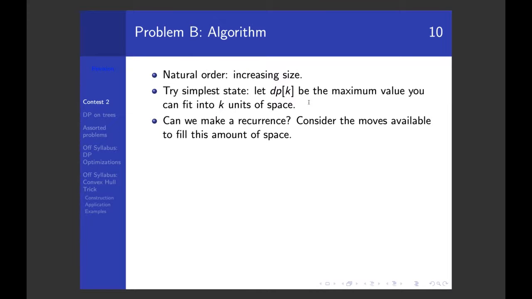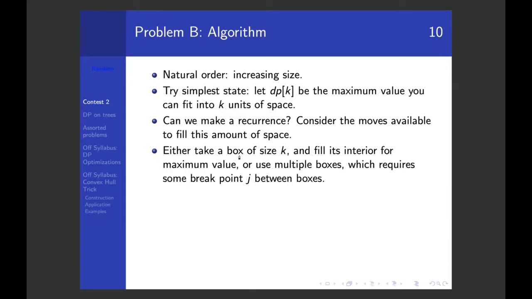Can we make a recurrence? Well, let's just consider the moves available. One move is to take a box of size k, and in that case, what can we put in it? The best thing to put in a box of size k is whatever we can fit inside k take 1 space. That is, take a box of size k and fill its interior with the maximum value. That is dp k take 1.